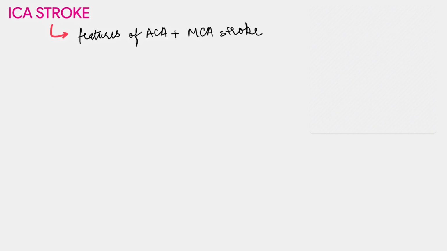Okay, now a few miscellaneous topics. ICA stroke. If you remember from the circle of Willis, the ICA is the one which is giving off the anterior cerebral artery and middle cerebral artery. So in the case of ICA stroke, you'll have features of ACA plus MCA stroke. Simple. But then you have to correlate it with the side of the lesion. Hemispatial neglect will be present in most people with right-sided ICA stroke, whereas you can have Gerstmann syndrome if the patient has left-sided ICA stroke.